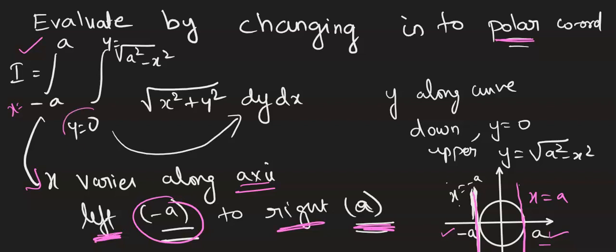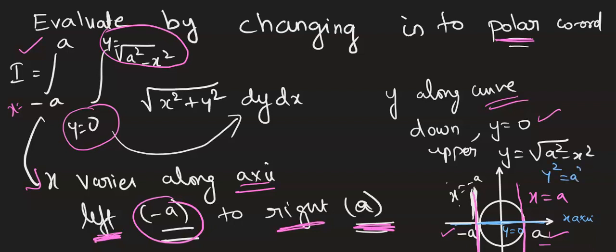Now for this, y is equal to 0 to y is equal to root of a square minus x square is along the curve. So down is y is equal to 0 and the upper part is the curve. Y is equal to 0 means the x-axis line, the entire line is y is equal to 0. Even here also it is y is equal to 0. Now what is the upper part? Y is equal to root of a square minus x square. If I square it, y square is equal to a square minus x square. Therefore, x square plus y square is equal to a square. This is nothing but the equation of a circle. So this is the circle I am talking about. So now we have drawn a circle.